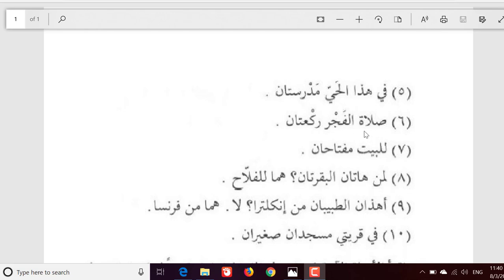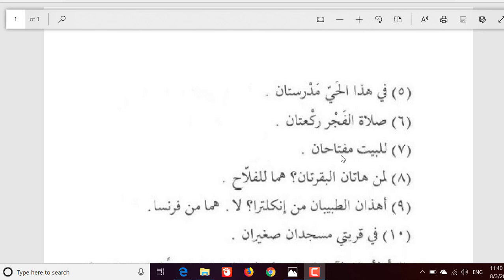Here we have Salatul Fajr. And of course, Fajr is going to take a dhamma, a fatha, or a kasra. It's going to take a kasra. Salatul Fajri rak'atani. Okay? So here, rak'atani is the predicate. The subject here is salah. So Salatul Fajr, the Fajr prayer, is rak'atani. It's 2 rak'ahs. Okay? Rak'atani.